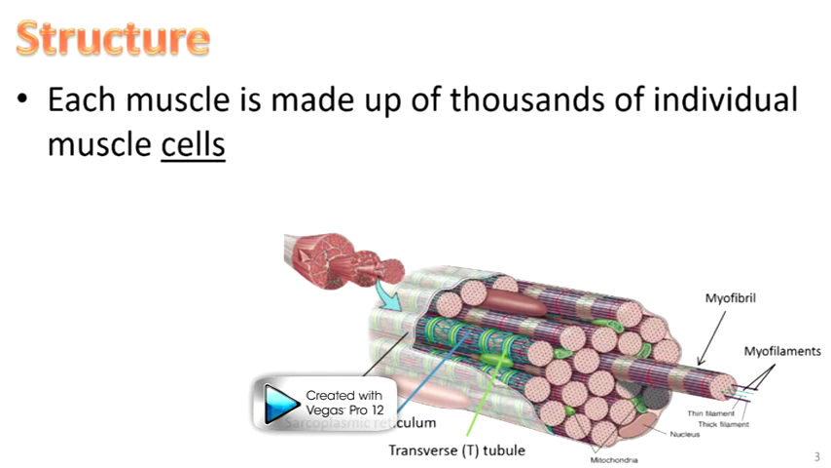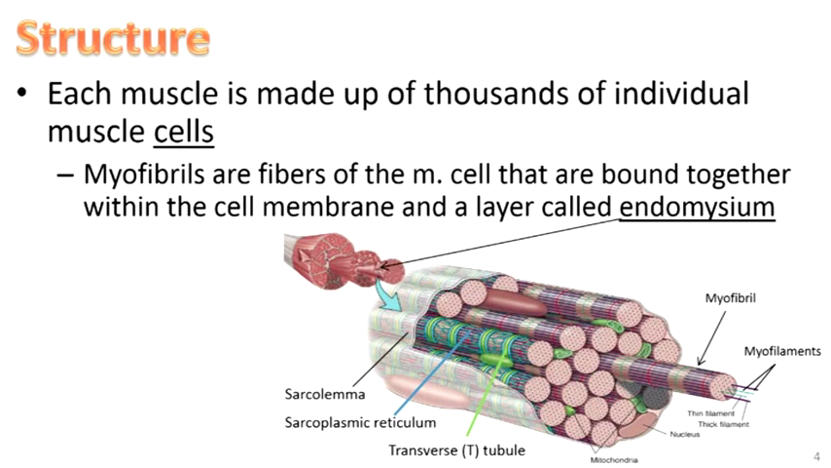Every single muscle is made up of thousands of individual muscle cells that are also called fibers. These fibers are made up of myofibrils that are bound together with a layer called the endomysium. You can see this layer called the sarcolemma here, and we'll get to what that is a little bit later, but the endomysium essentially surrounds that sarcolemma there.